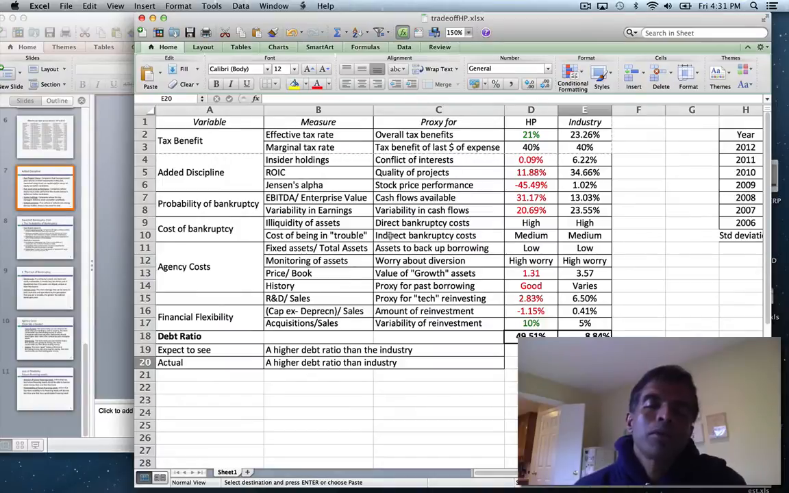The typical computer peripheral company actually outperformed the market. HP underperformed. So all three numbers here suggest that HP could come in for some good disciplining from the outside with the use of debt. So on that measure, it looks like HP should borrow more money.